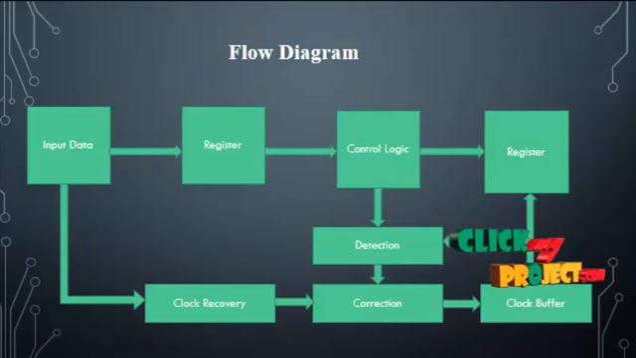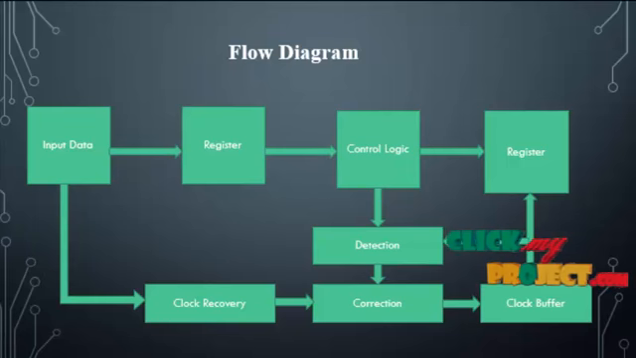This detection block is designed for the digital signals. The output of the control logic digital signal is directly applied to the detection block. This detection block will produce the output pulse waveform, which is directly applied to the correction block.